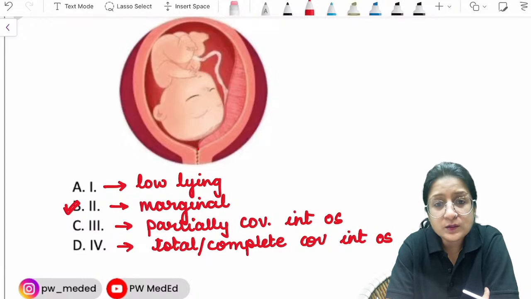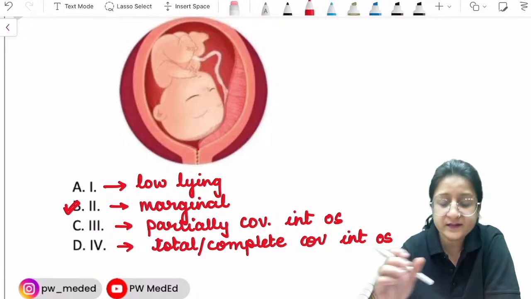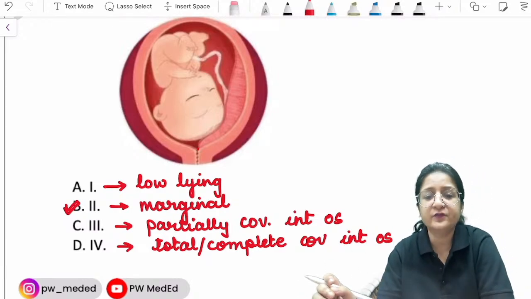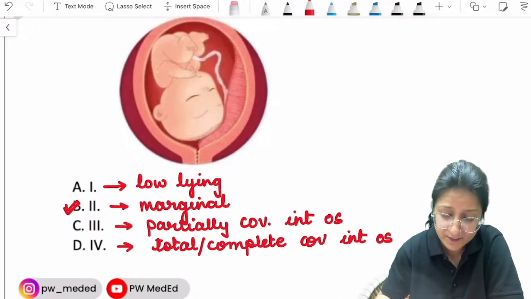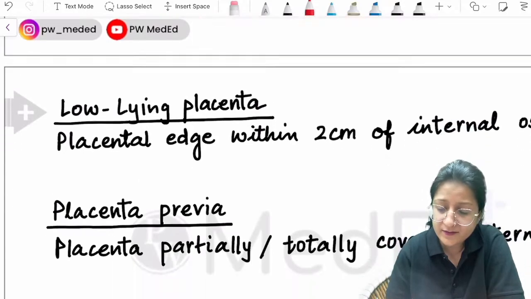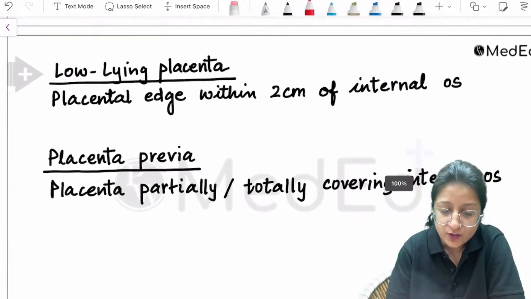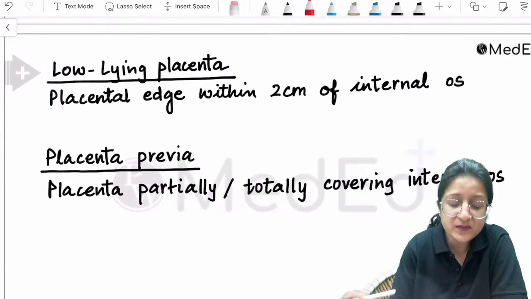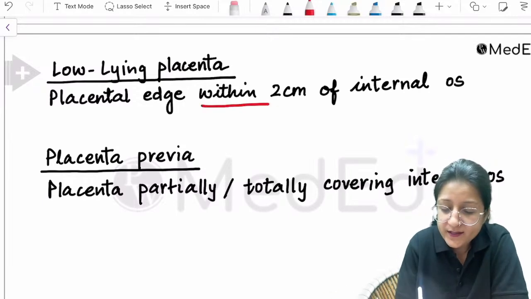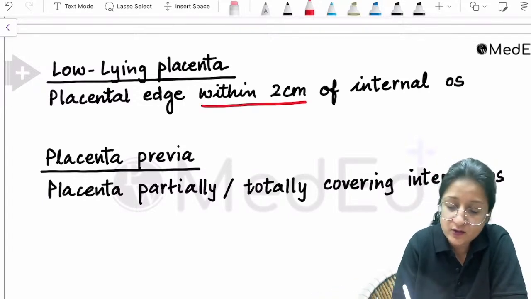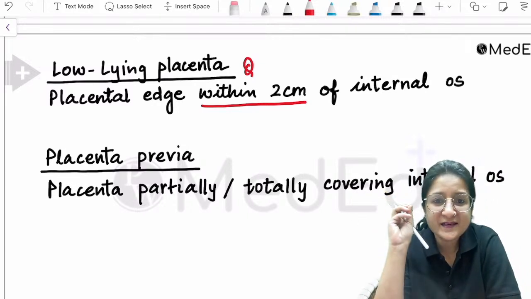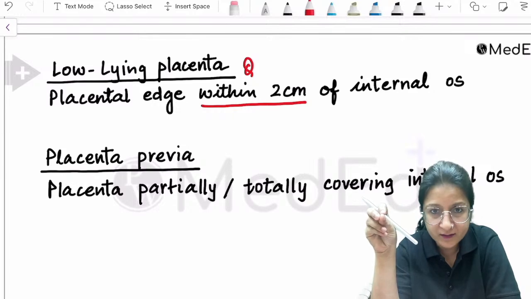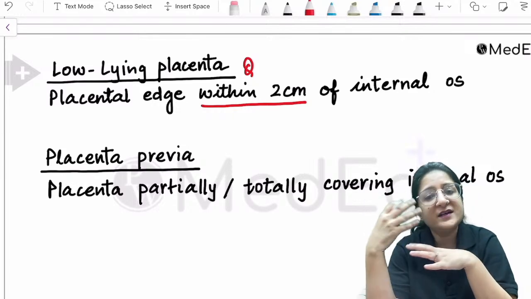Okay, so also please remember one more thing here. This type 1, type 2, type 3, type 4, these are the older classifications, but again they're asked in your MCQs in exams. But also remember the definition of low-lying placenta. Low-lying placenta means that the placental edge is within 2 centimeters of the internal os. That's a very important MCQ pointer, okay? So it will include the marginal also.